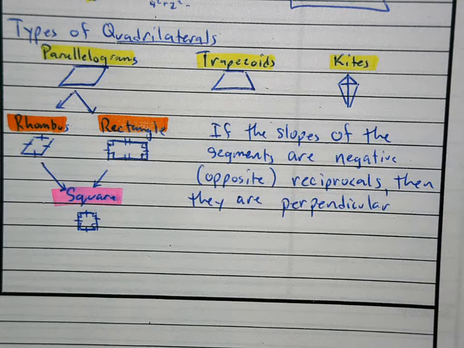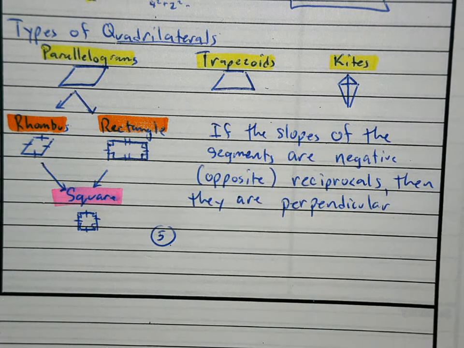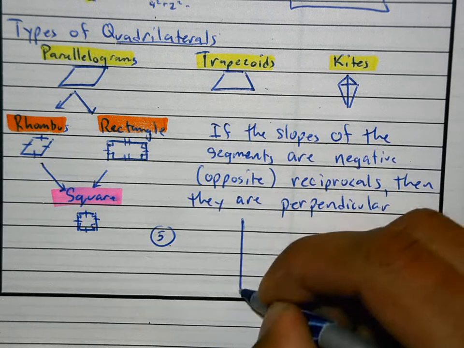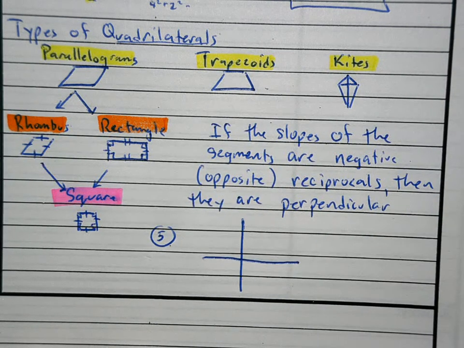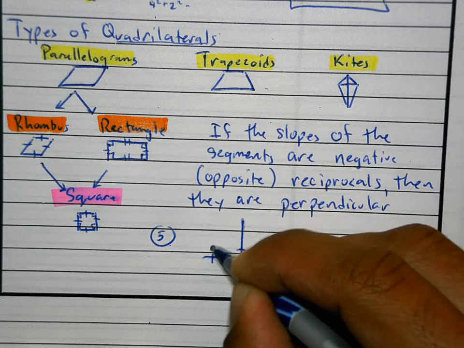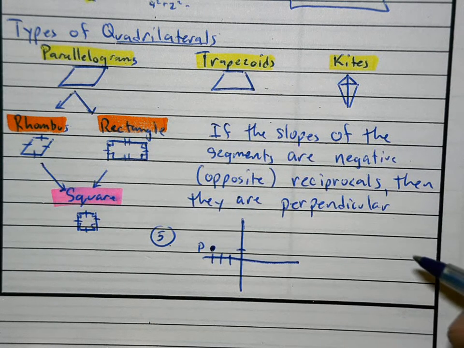So here's how it works. I'm going to give you an example that looks like number 5. Number 5 looks like this. It has a graph for you. It has a point at negative 3, 1. 1, 2, 3, 1, negative 3, 1. That's letter D.